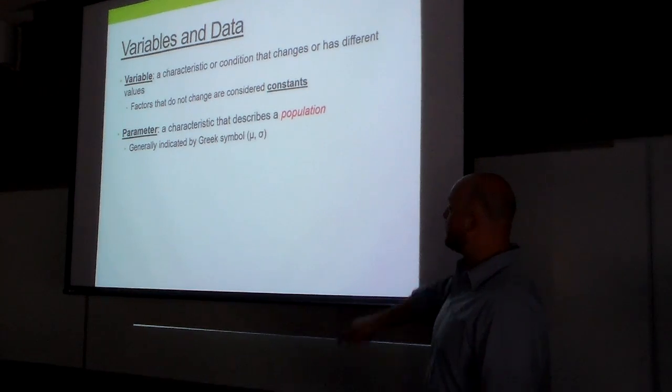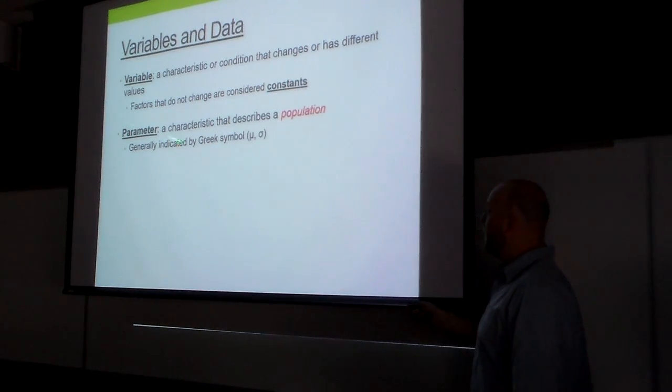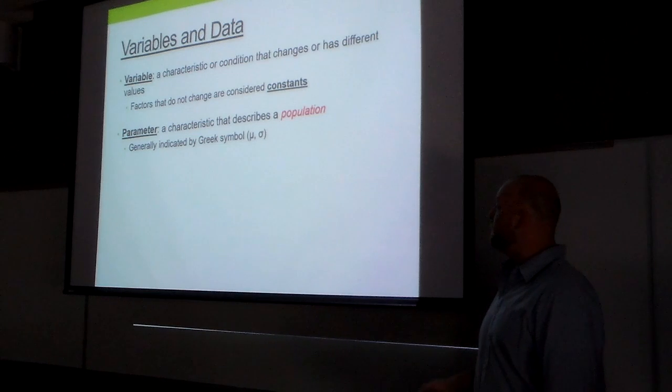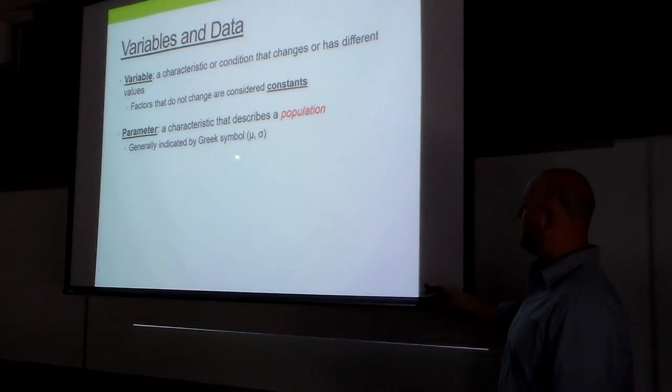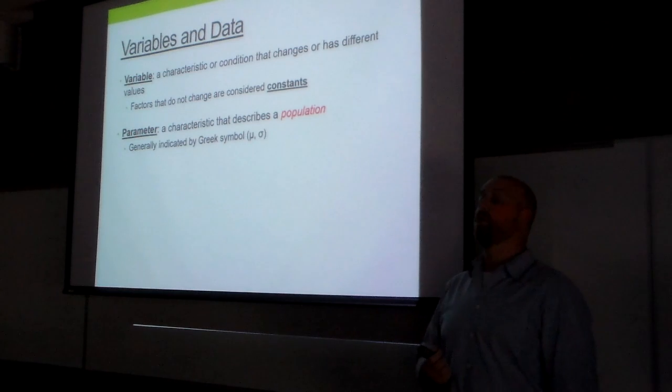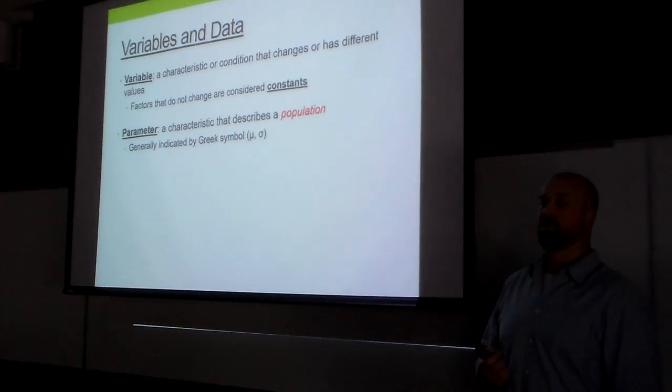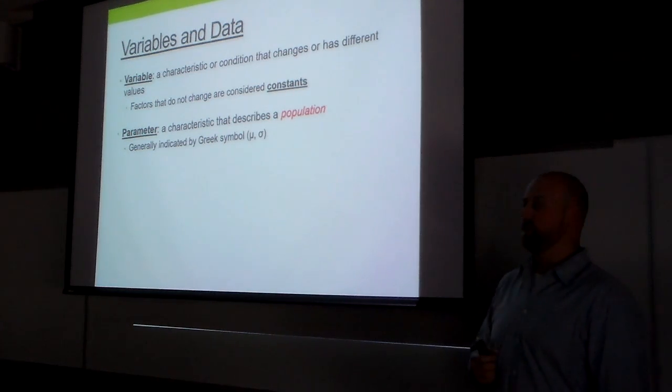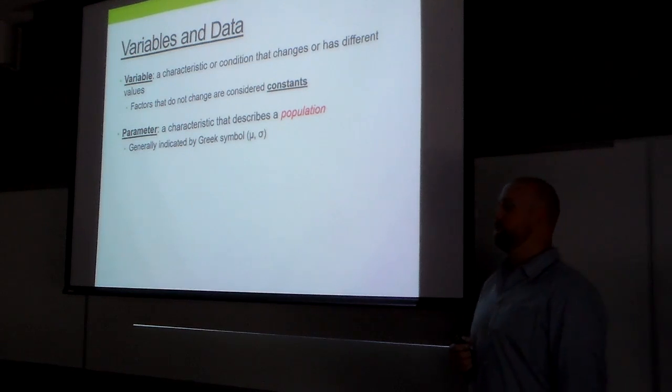Excellent. If we're talking about a parameter, this is a characteristic that describes a population, indicated by our Greek symbol here. What's the hypothetical average score for the population of humans in terms of intelligence as assessed with standardized tests?